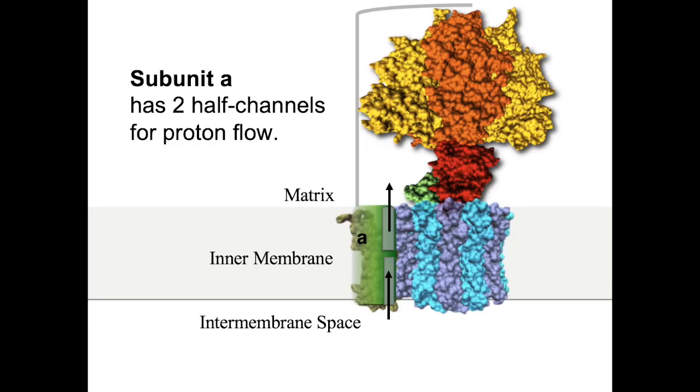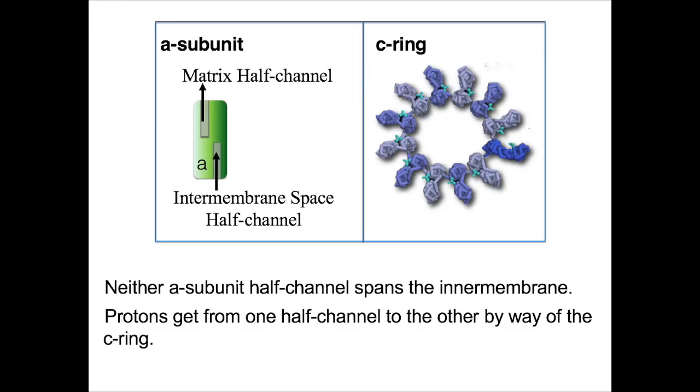But the thing is, the protons just don't go right straight through subunit A. Subunit A only has two half channels, one that begins in the intermembrane space and the other one that ends in the matrix. But what about this middle part? Where do the protons go then? Once they enter from the intermembrane space, how do they get to the matrix if this is only a half channel? The solution lies in the C ring.